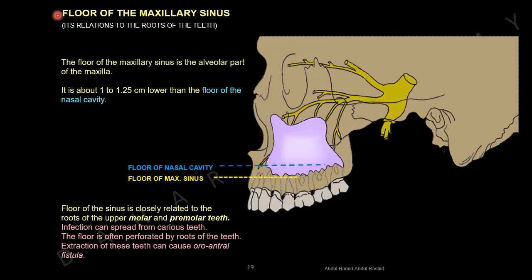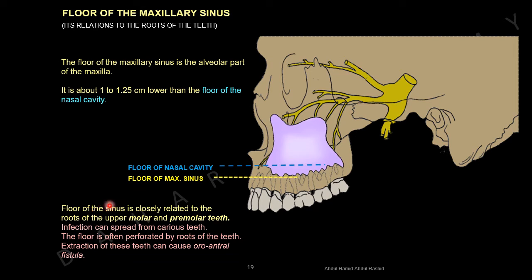Floor of the maxillary sinus. Its relations to the roots of the teeth. The floor of the maxillary sinus is the alveolar part of the maxilla. It is about 1 to 1.25 cm lower than the floor of the nasal cavity. This is the floor of the maxillary sinus, and this is the floor of the nasal cavity. Floor of the maxillary sinus is about 1 to 1.25 cm lower than the floor of the nasal cavity.